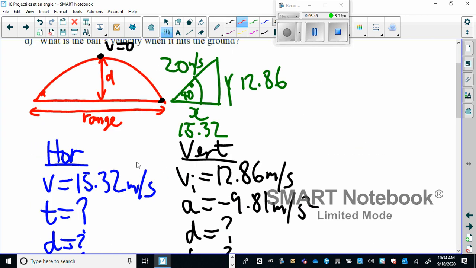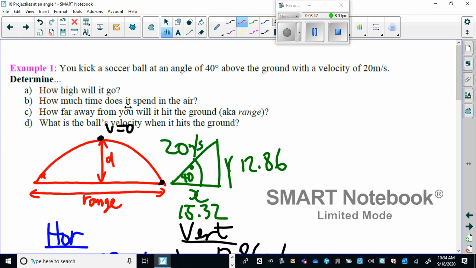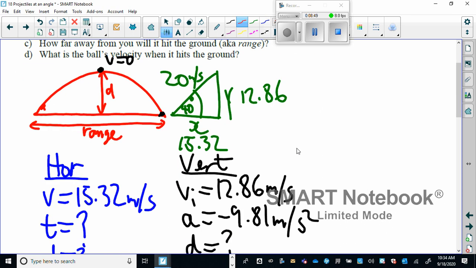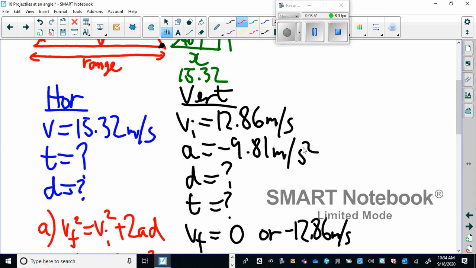B says, how much time does it spend in the air? Okay, so here's what we have. Can we use the horizontal component? That's always the first one you look at, because the horizontal component only uses one formula, and it's the easiest formula we have in physics. We can't do it because we don't have the displacement. So we have to go to the vertical components. We're looking for the time.